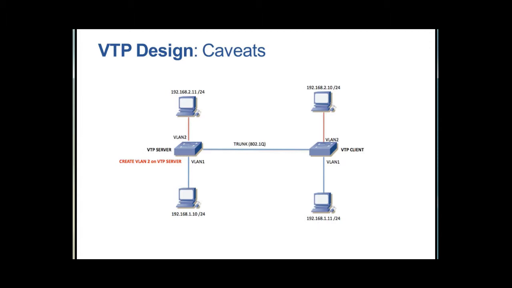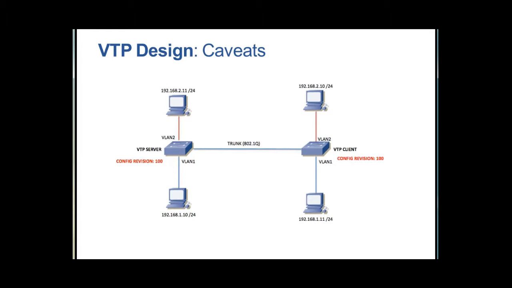So let's use this sample network to illustrate this possible danger. We have two switches on our network. The switch on the left is in VTP server mode, and the switch on the right is in VTP client mode. Therefore, all VLANs created or deleted must occur on the VTP server switch, like adding VLAN 2, which could be used for one of our client networks in this topology. When the VTP server switch makes any changes to the VLAN database, it will increase the configuration revision number. So let's say that it increases it to the revision number of 100.